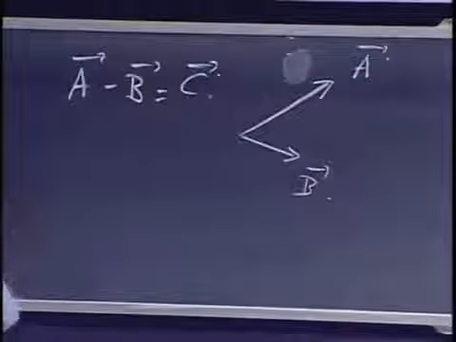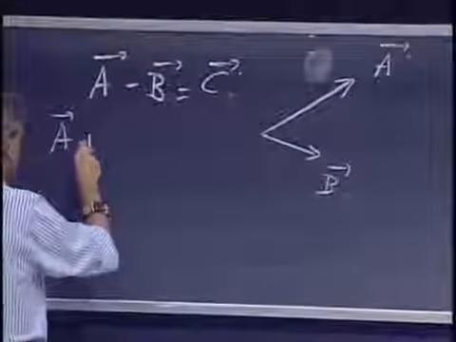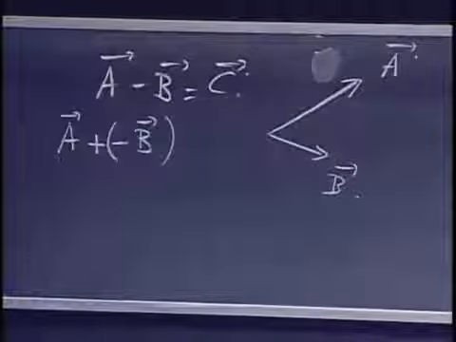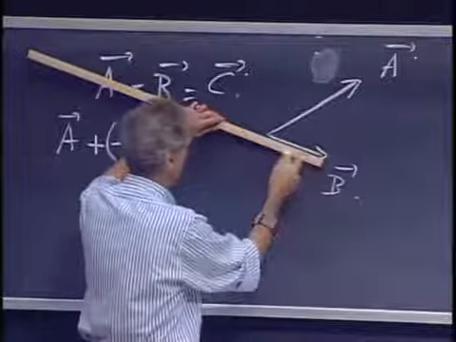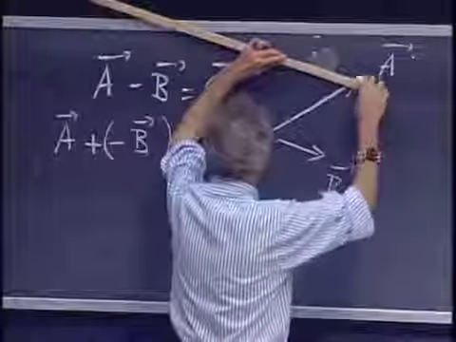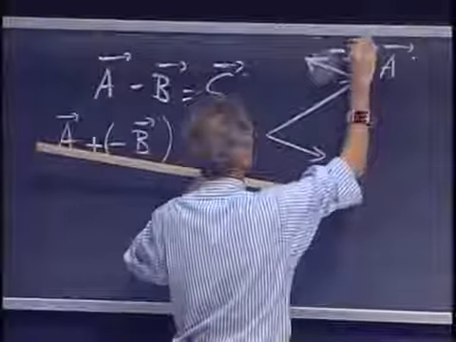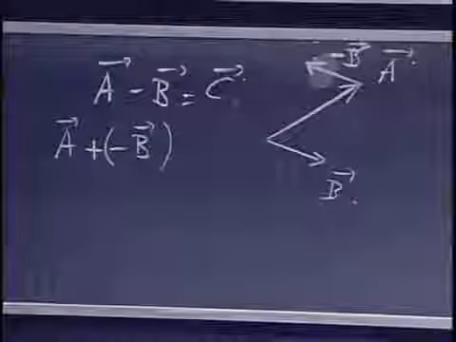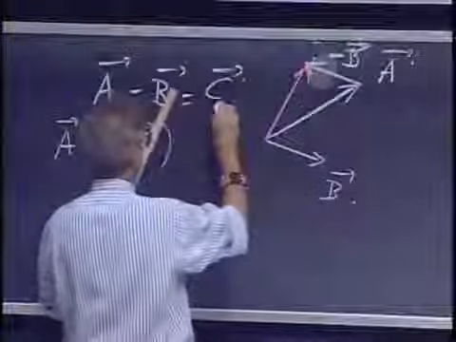One way to look at this is the following. You can say a minus b is a plus minus b. And we know how to add vectors, and we know what minus b is. Minus b is the same vector, but flipped over. So we put here minus b, and so this vector now here equals a minus b. This vector c is a minus b.